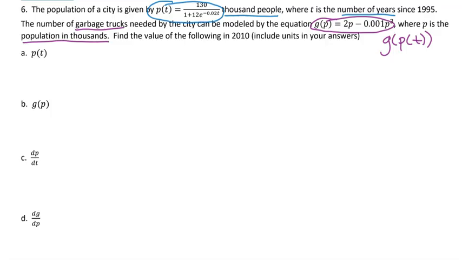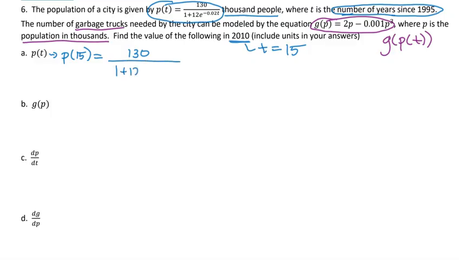Okay, so we want to find the value of each of the following in 2010. I can already see that I need to be a little bit careful because my time variable is defined as number of years since 1995. So 2010 is 15 years after 1995. So I'm really looking for P of 15. And P of 15, I just need to plug that 15 into this messy function, e to the negative 0.02 times 15. And that's just calculator work.